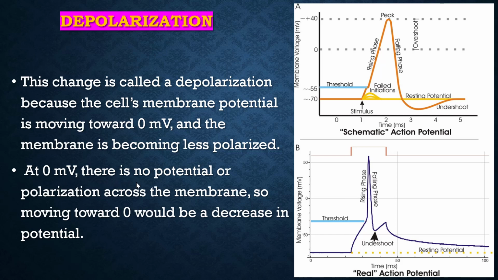At 0 millivolt there is no potential or polarization across the membrane, so moving towards 0 is a decrease in the potential. We know that there is positivity outside and negativity inside, and this creates a potential. So when the sodium rushes in, this gradient, or this potential, is decreased.